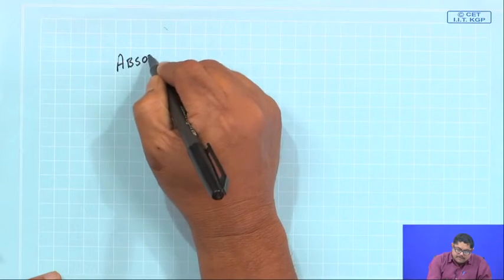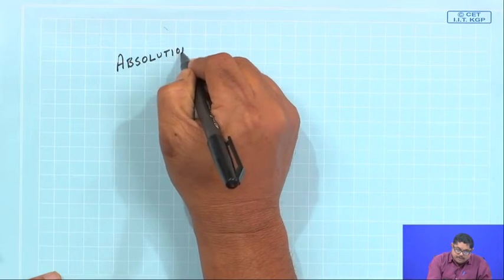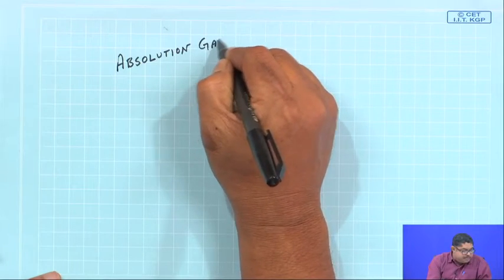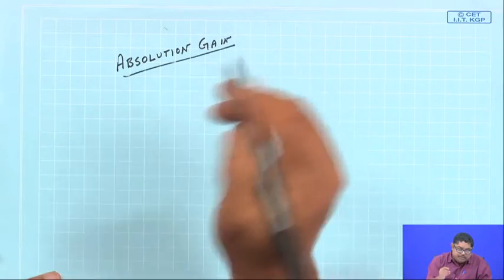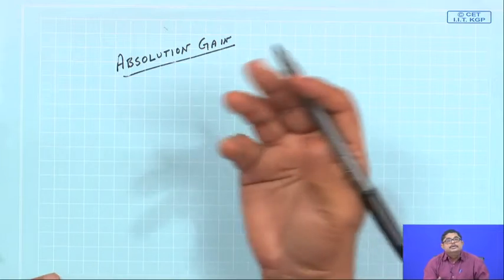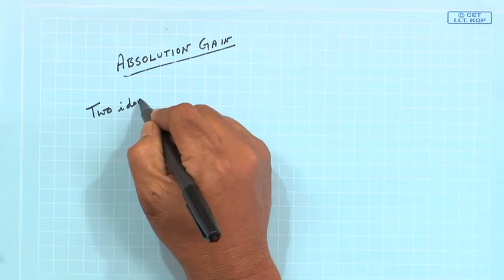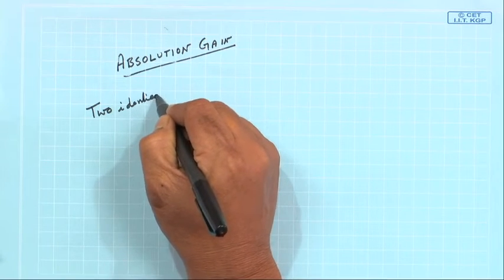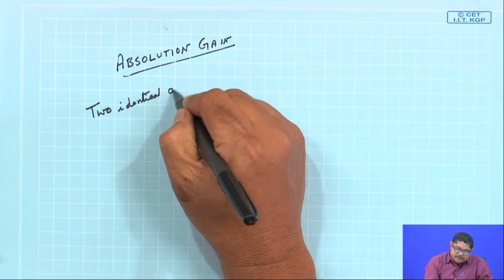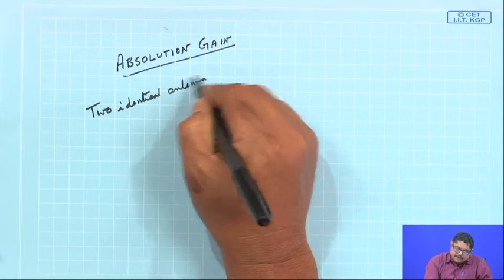Now, absolute gain measurement. If you want to measure the gain of an antenna whose gain is unknown, and you have two such identical antennas, then we take the two identical antenna technique.